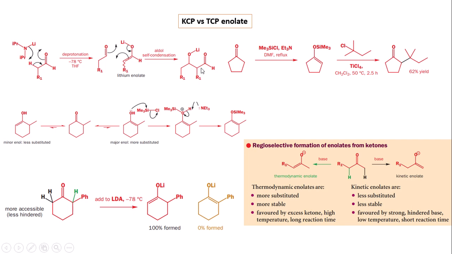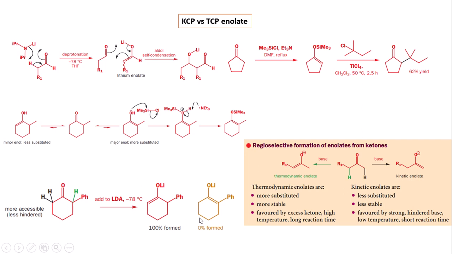Next, if we go to the KCP versus TCP enolate, if we treat cyclohexane derivatives of unsymmetrical substitution, in the case of LDA, two types of enolate are formed. One is the KCP enolate, and this is the TCP enolate. The TCP enolate is the more substituted enolate, and the KCP enolate is the less substituted enolate. At low temperature, in the presence of lithium diisopropylamide, this is the structure of lithium diisopropylamide, enolate formation always occurs at the less hindered face, and we get the less substituted enolate, that is the KCP enolate.